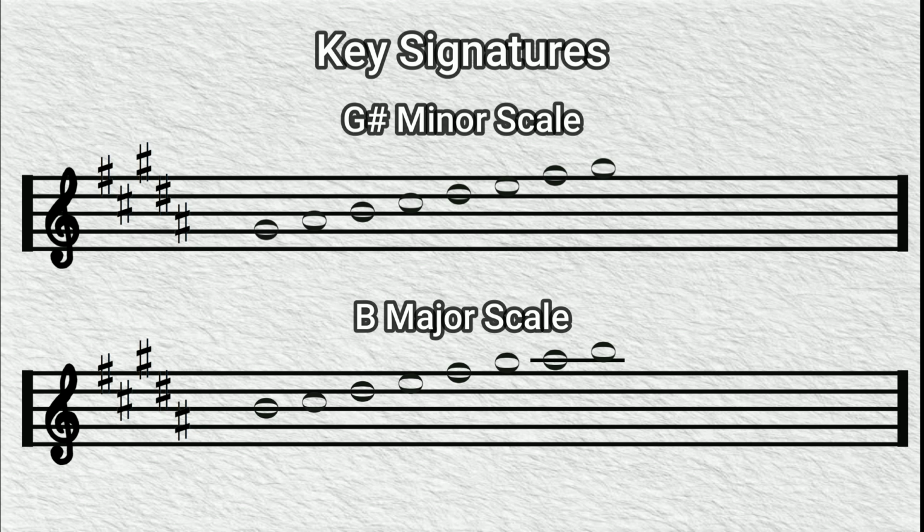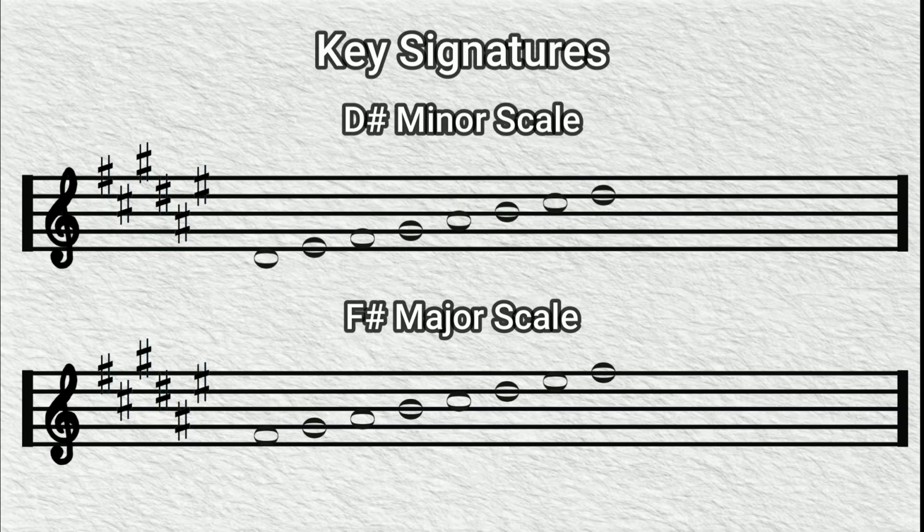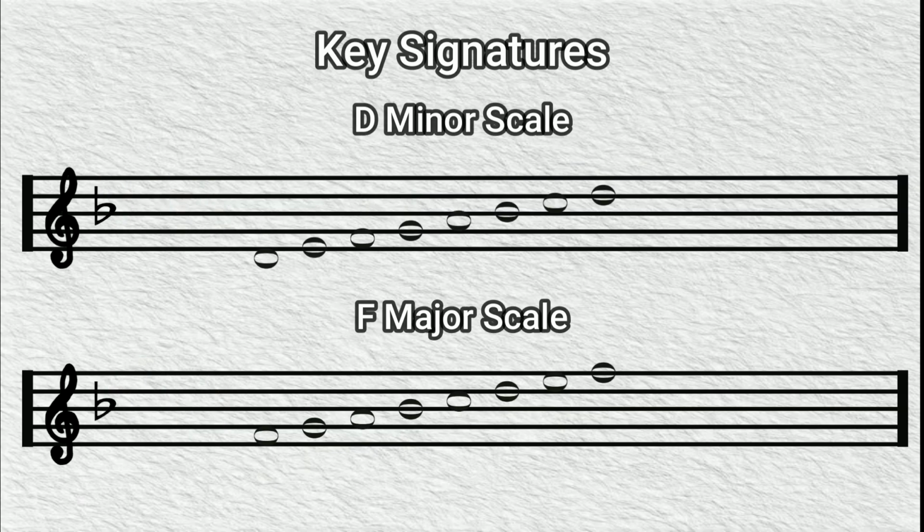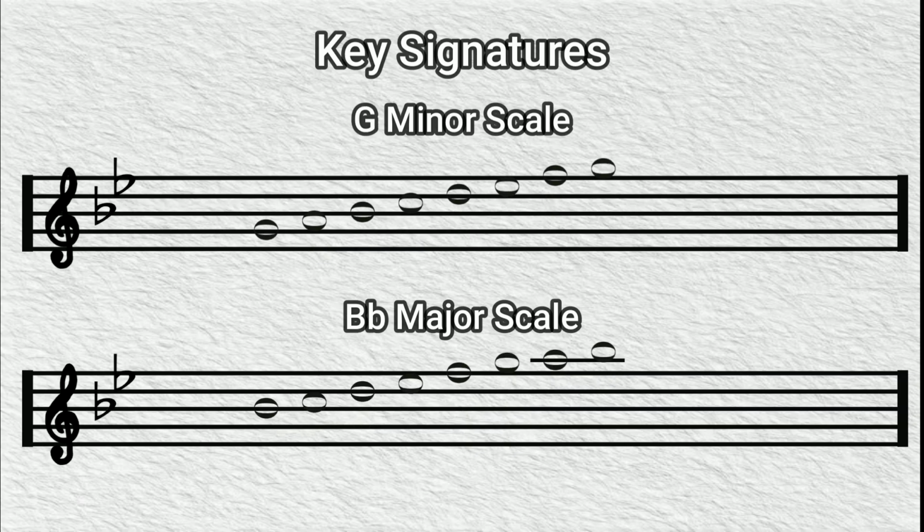G sharp minor and B major share the same key signature and they both have 5 sharps. D sharp minor and F sharp major share the same key signature and they both have 6 sharps. A sharp minor and C sharp major share the same key signature and they both have 7 sharps. D minor and F major share the same key signature and they both have 1 flat. G minor and B flat major share the same key signature and they both have 2 flats.